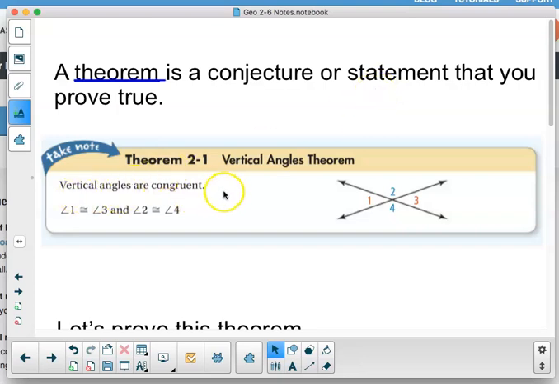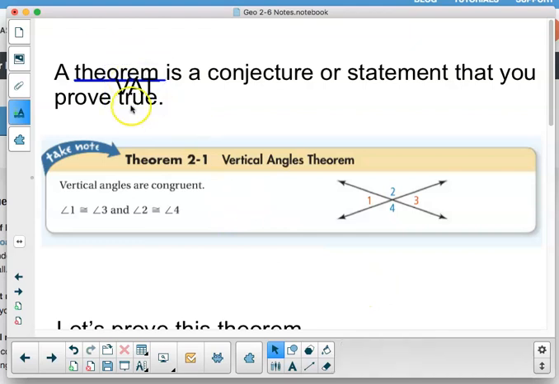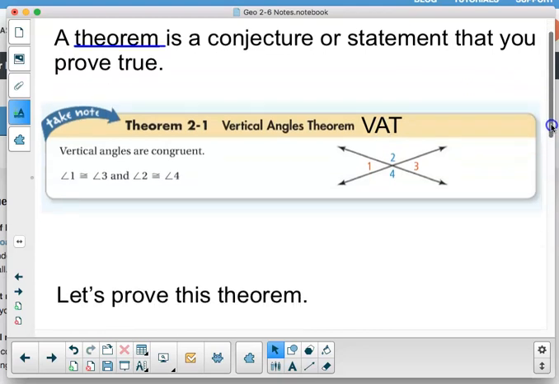Vertical angles are congruent. Now, 1 and 3, 2 and 4, we learned that they're equal, but now we know that those angles are congruent. And we will refer to vertical angles congruent as VAT. Whenever we use it, we're going to write VAT. So keep that in mind.